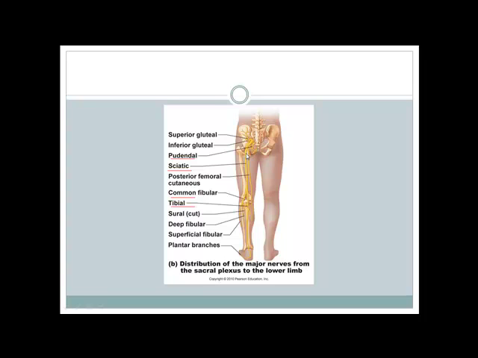Here's that sciatic nerve, common fibular and tibial nerves. It comes down, it splits off. Here's the common fibular again, and here's the tibial nerve again.